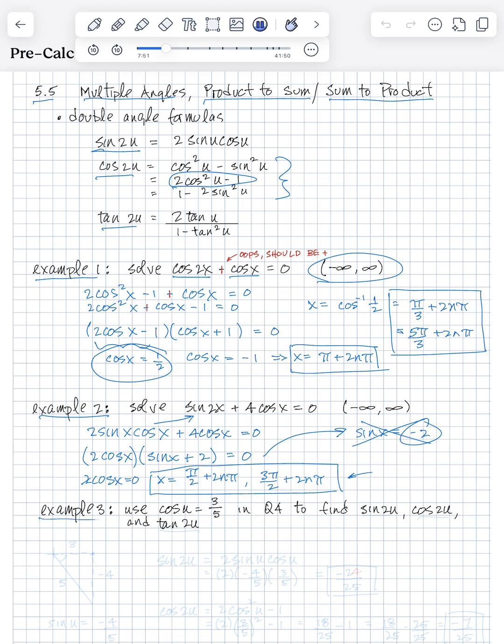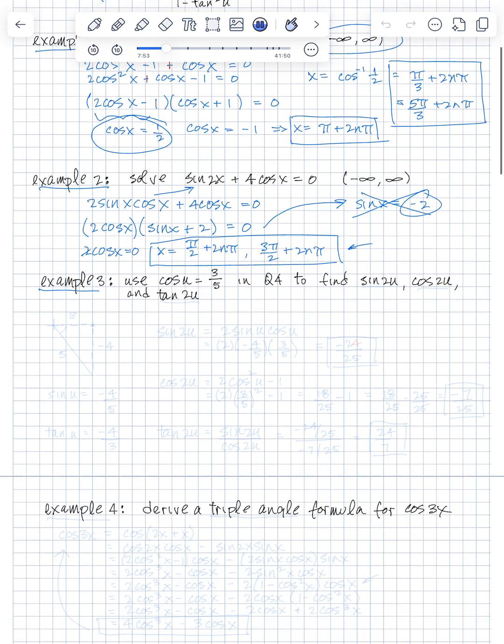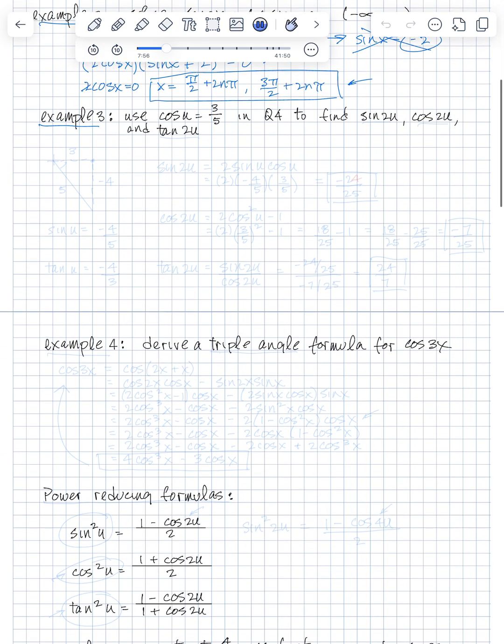Okay, example 3 says use cosine u equals 3/5 in the fourth quadrant to find sine of 2u, cosine of 2u, and tangent of 2u. So the first thing we want to do is draw our fourth quadrant angle. So let's say this is the origin. And we know the cosine u is 3/5.